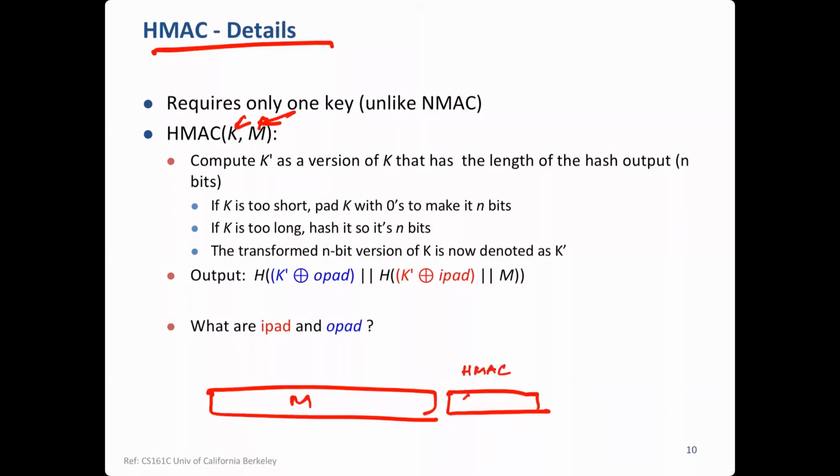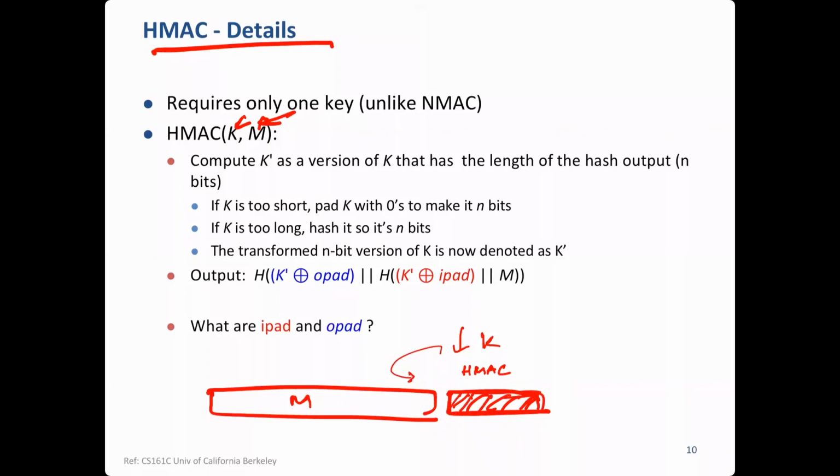Now for that we'll have to use a key K to create this tag. So we do some transformation on the message and get a digest of it, which uses key K.